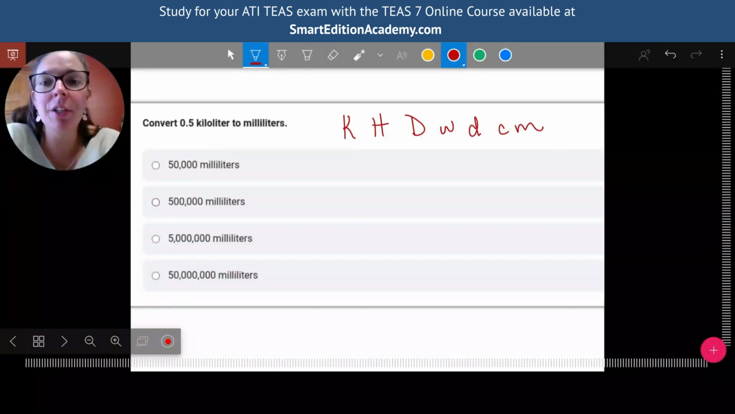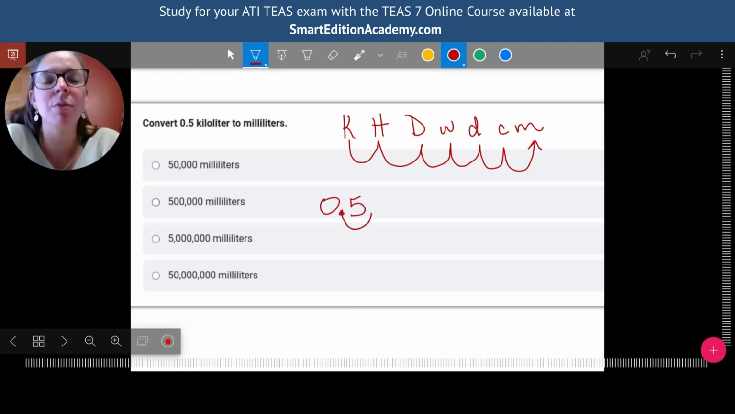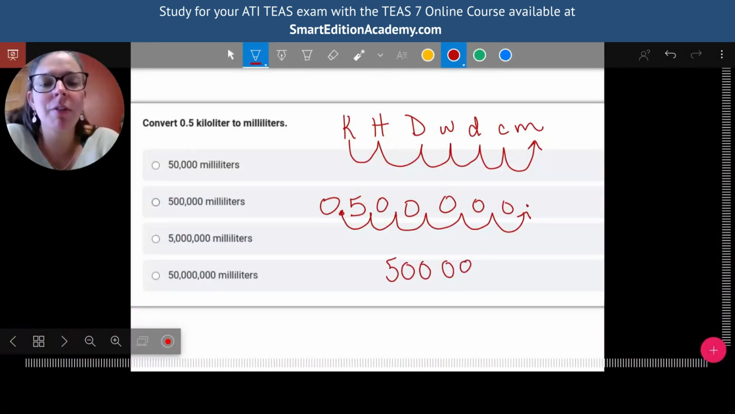Okay, so we need to go from kiloliters to milliliters. So let's see what's happening. 1, 2, 3, 4, 5, 6 times I'm swooping this to the right. I'm just going to rewrite this to see what happens. So if I take my decimal, swoop it 6 times to the right. 1, 2, 3, 4, 5, 6. So this is where my decimal will end. Notice I have all these placeholders to fill in, so it's a little bit easier sometimes if you just rewrite it. And then this looks like 5, and then 1, 2, 3, 4, 5 zeros at the end will give me 500,000 milliliters.